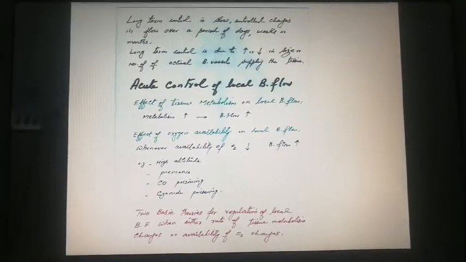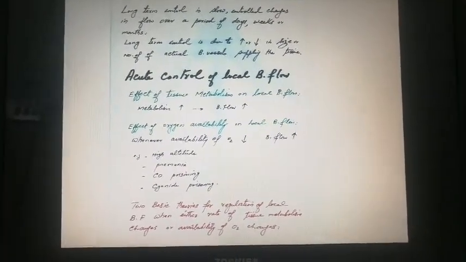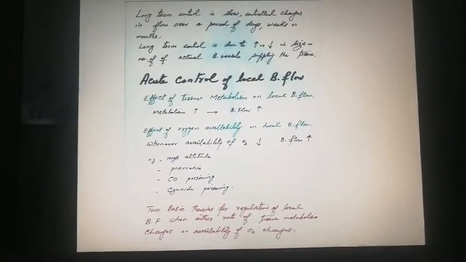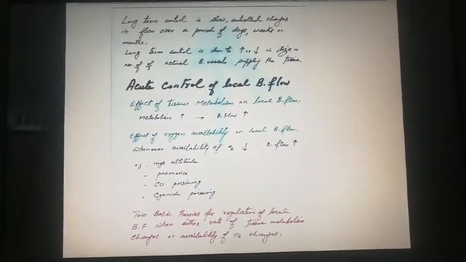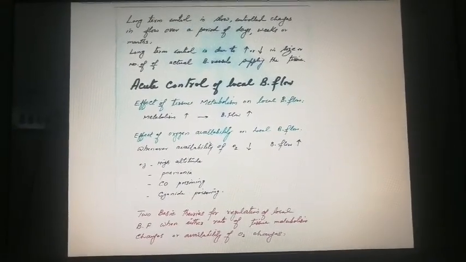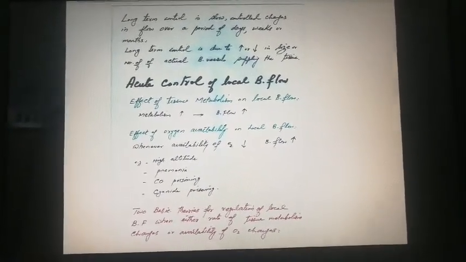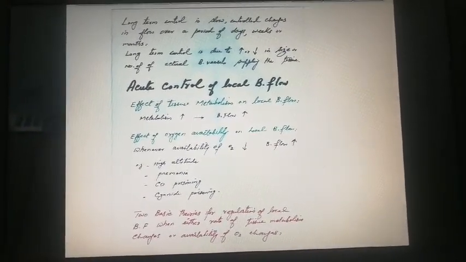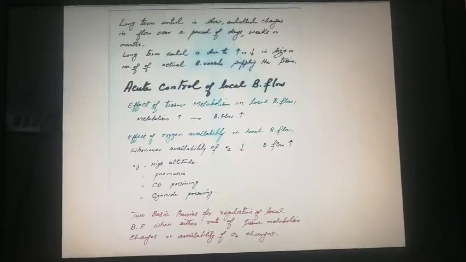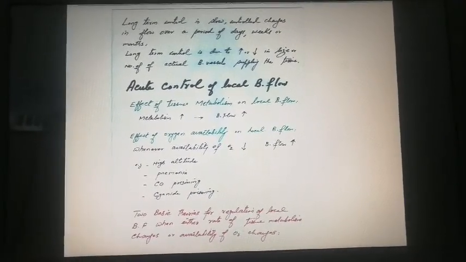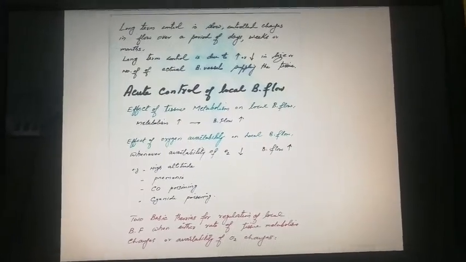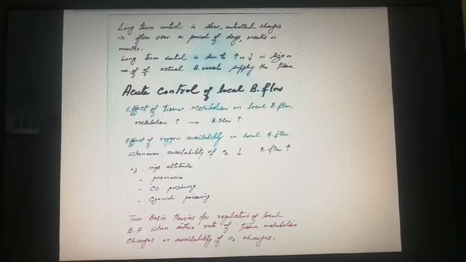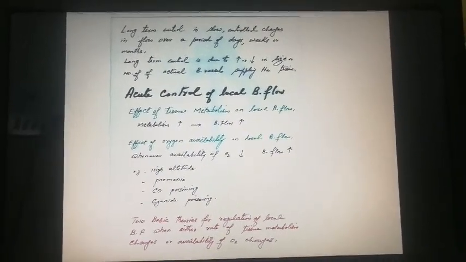Acute control of local blood flow: effect of tissue metabolism on local blood flow. When there is increased metabolism, there is increased blood flow, as I have told you in the previous slides. And the effect of oxygen availability on local blood flow is very important. Whenever availability of oxygen is less, blood flow is more, because less oxygen causes vasodilation. So remember that when oxygen is decreased, there is vasodilation and there is increased blood flow.